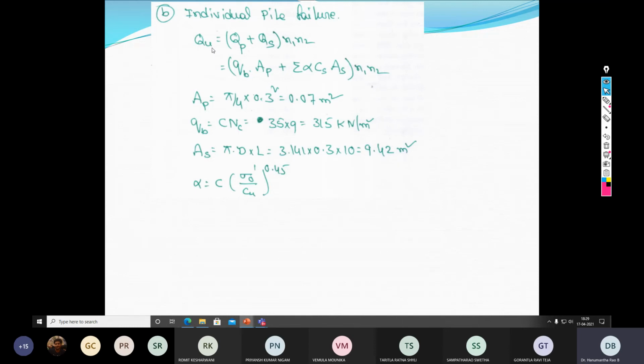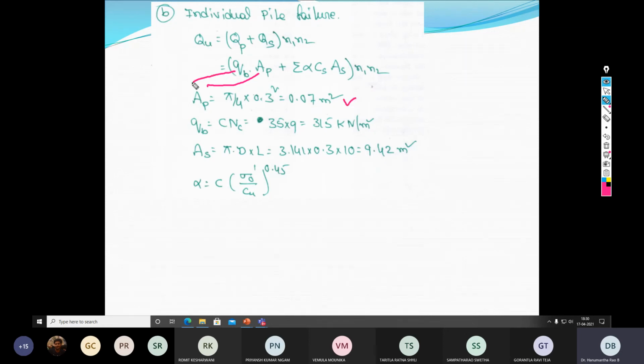So QU is nothing but N1, N2, the number of piles, multiplied by QP plus QS. QP is Q multiplied by AP, plus QS is the summation of alpha into CS into AS. So same equation, multiplied by the number of piles N1, N2. First of all, the cross-sectional area AP is pi by 4 into d square, so pi by 4 into 0.3 square. This is 0.07 square meter.